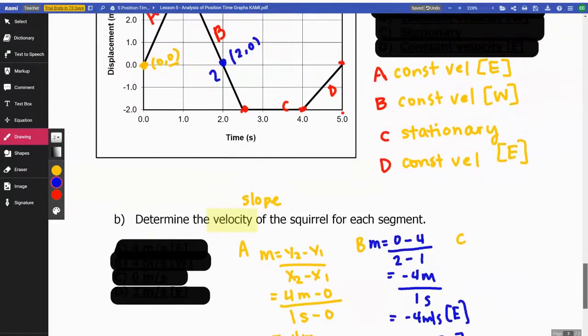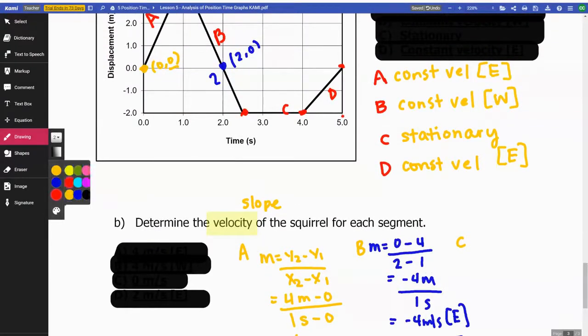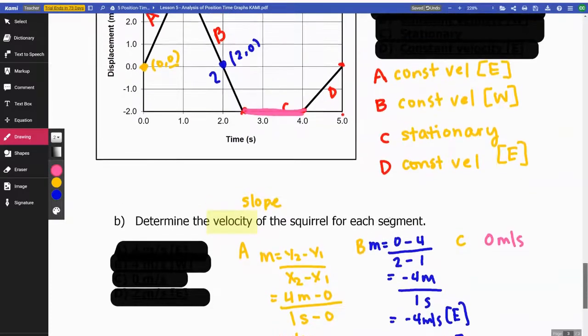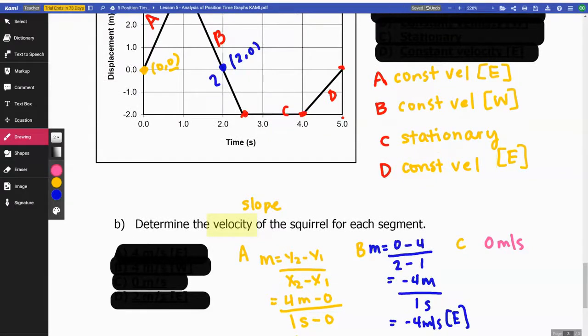Okay, part C asks for what's the velocity at C. The C is a horizontal line going sideways like that. The slope of a horizontal line is 0. So you really could just be doing 0. If you wanted to do the math, x2 minus x1, it should still work out to be a 0. Okay, last one, part D.